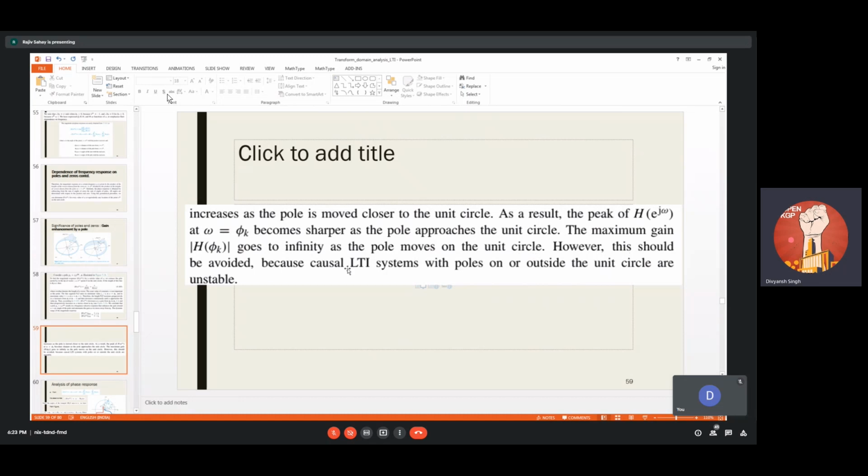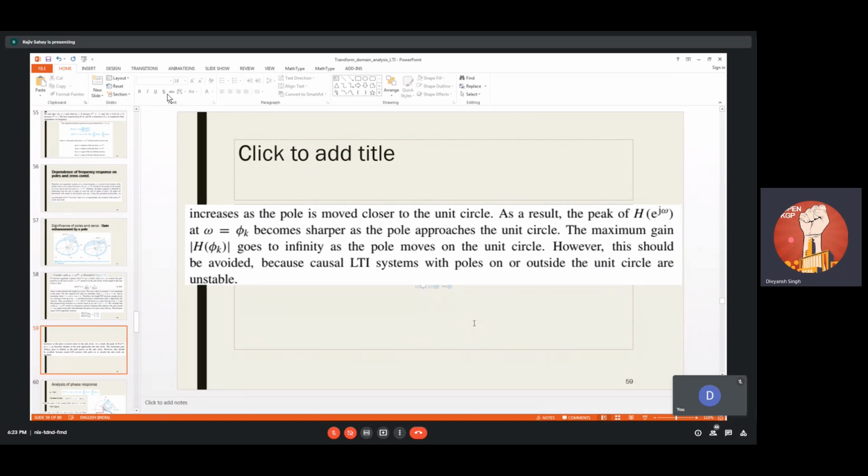However, we cannot have a pole on the unit circle because causal LTI systems with poles on or outside the unit circle are unstable. So we are assuming that our LTI system is causal and stable, so we cannot have this situation, and therefore we would like to stick to poles inside the unit circle. The only thing is that it can vary along the dotted line, and can it be closer to the origin or closer to the unit circle?